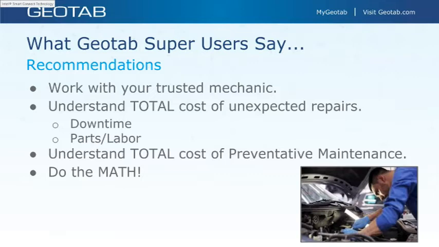Also, you want to understand what the total cost of that repair is that you're trying to circumvent. If it's not a big deal, then why bother putting the effort into figuring it out? So really, you've got to look at the cost of the repair that you're trying to circumvent, the amount of downtime you're going to have, how much it's going to cost you in parts and labor, and then what is it going to cost to prevent that repair?